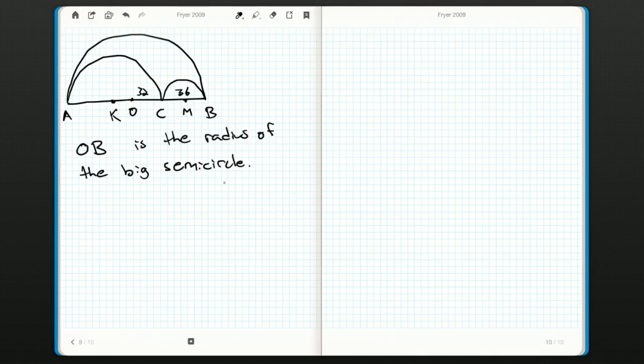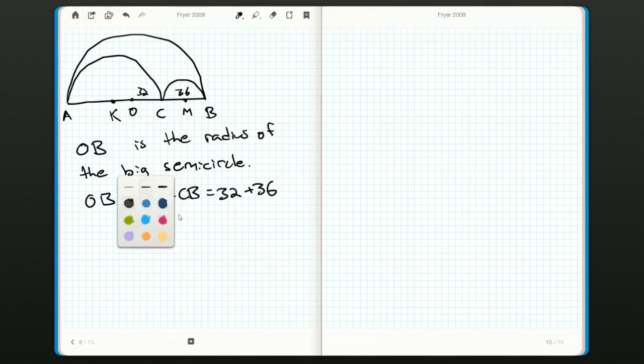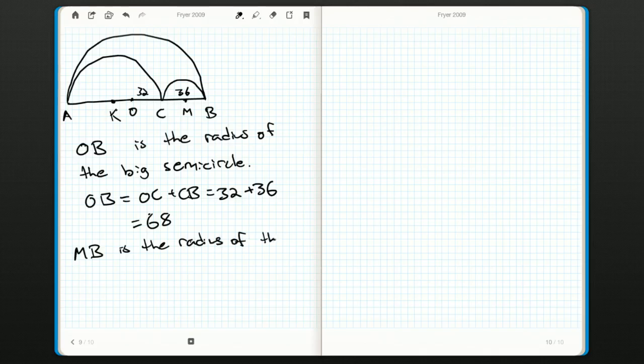So we have the radius of the big semicircle is OB. Well, we can calculate OB right away. OB is OC plus CB. And we were given these lengths at the start, 32 and 36. So that's 68. Okay, so the big circle has a radius of 68. Incidentally, the small circle has a radius of a half of 36. We're adding just a little bit more information about the picture as we go along.